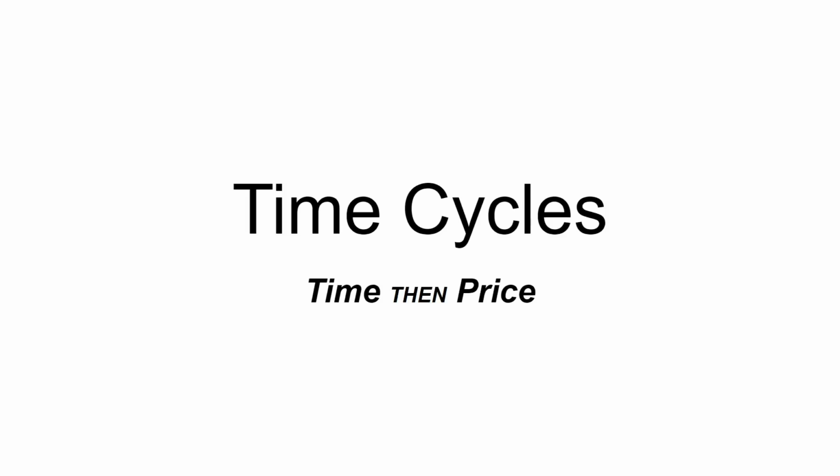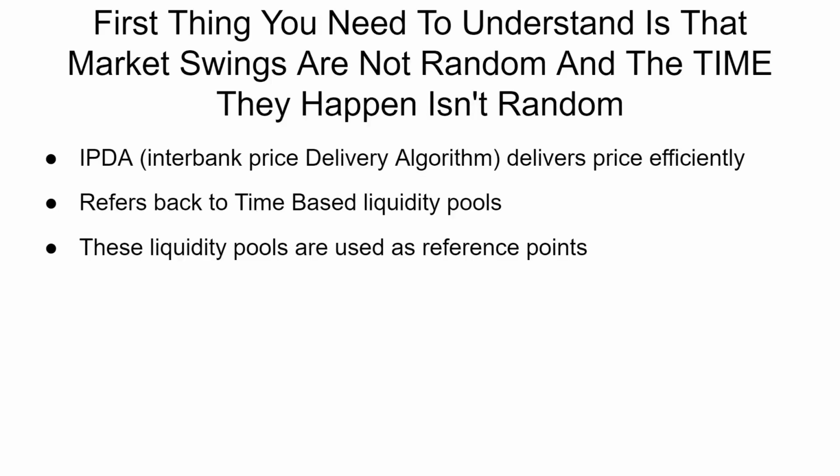Hello everyone, today we're going to be talking about time cycles and how you can utilize them in your trading to get an unmatched level of precision in the marketplace. First thing you need to understand is that market swings are not random and the time they happen is not random. And you might be like, Nautilus, but we've been taught market swings are completely random and you can't time swing points and where highs and lows are going to be formed. Well, I'm here today to try and prove you wrong.